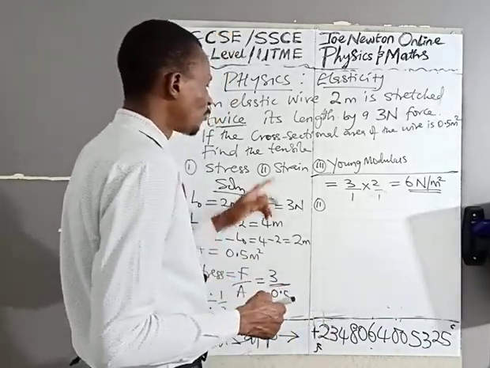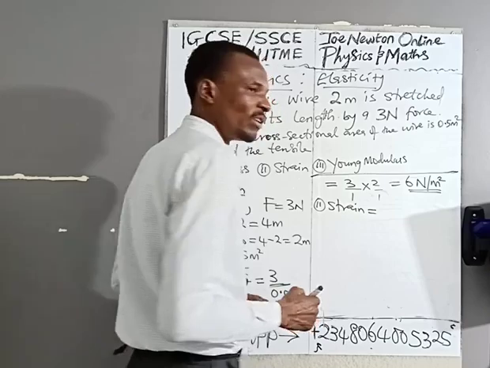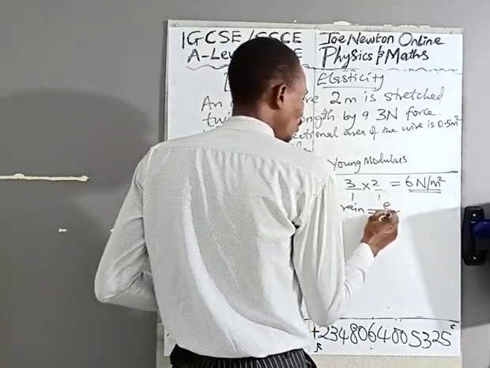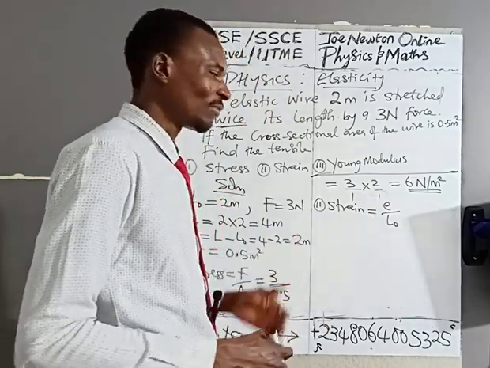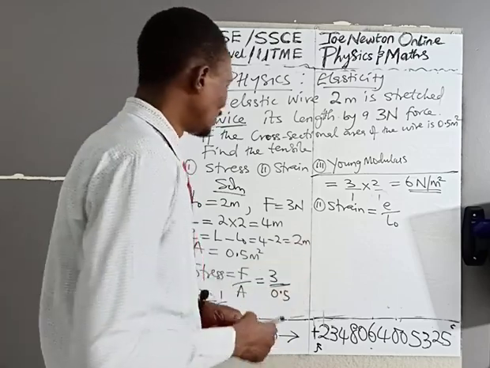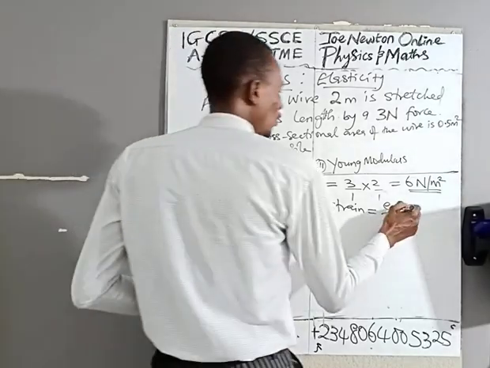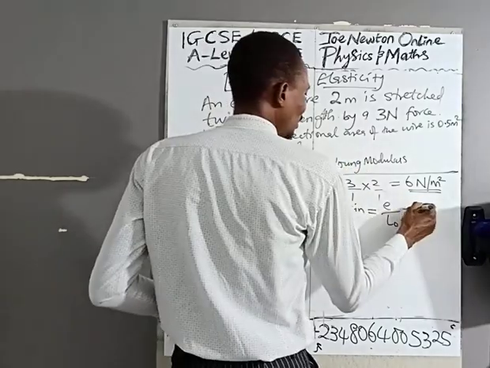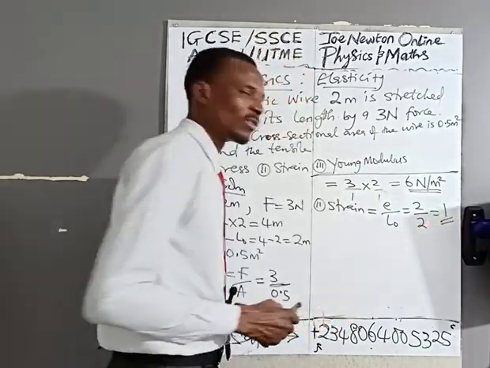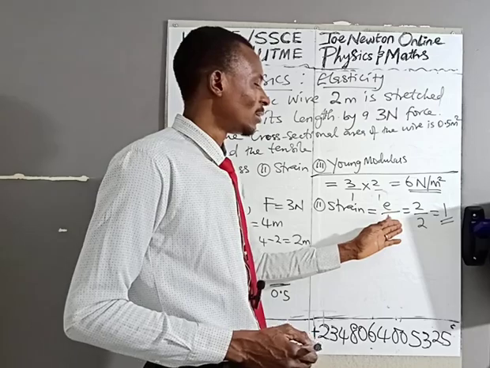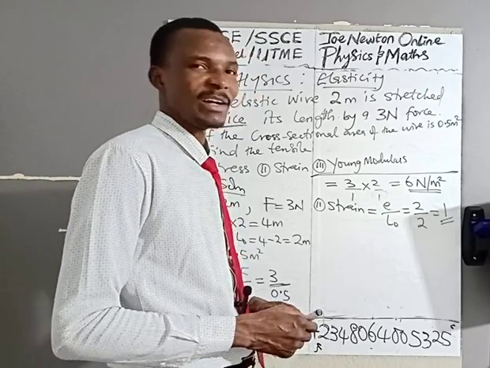Then part two asks us to find the strain. Tensile strain is given by extension over original length, not just over length. The extension over original length, not final length, but the original length. From our analysis here, the extension is 2 meters. So, original length is 2 meters, and the extension is also 2 meters, which is equal to 1. It has no unit because extension is already in meter, length is already in meter, so meter versus meter, no unit. 1 is the answer there.